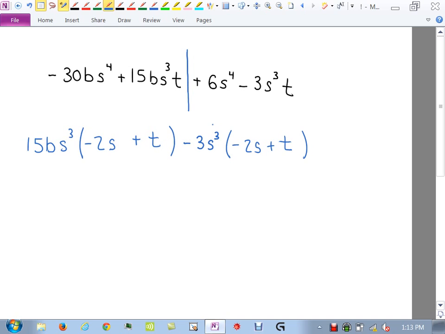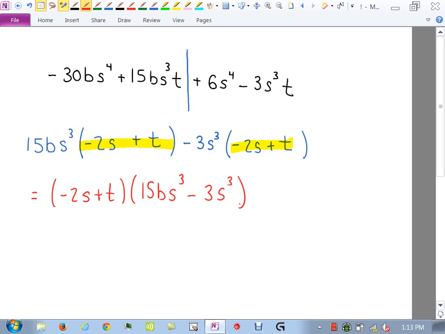So it works. But now we need to go to the next step, which would be to take our things that match, pull them out front. What would be left? 15bs cubed minus 3s cubed. Here's the danger. You box that and you say that's your answer. Here's the issue. This one doesn't have anything in common, right? No GCF here, but look at this one. You have a 3 that goes into both, and you have an s cubed. So you'd have to pull a 3s cubed out of that. So if you box that, it would be partially factored but not completely factored.